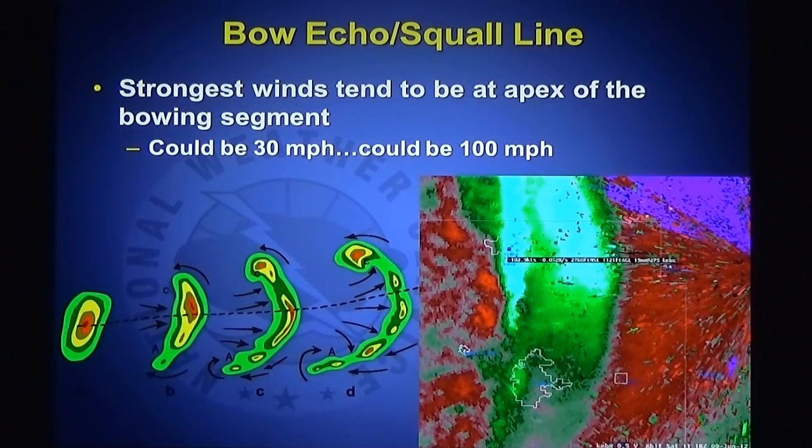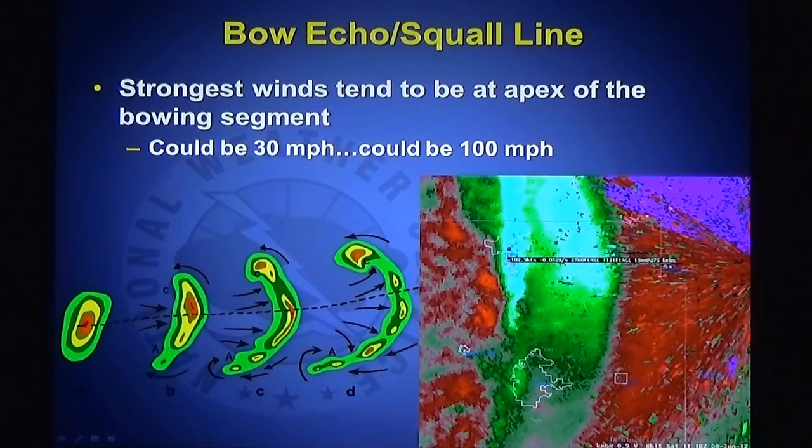Bow echoes and squall lines often form on lines of thunderstorms. In this case, this part of the line of storms is moving out faster than the rest of the line. Maybe the wind is pushing the storms here along at, say, 50 miles an hour, whereas to the north up here and to the south, the storms are only moving at 30 miles an hour. So with a 50-mile-an-hour movement here, this center part of the storm moves out ahead of the rest. It takes on this bow shape, like a bow and arrow.